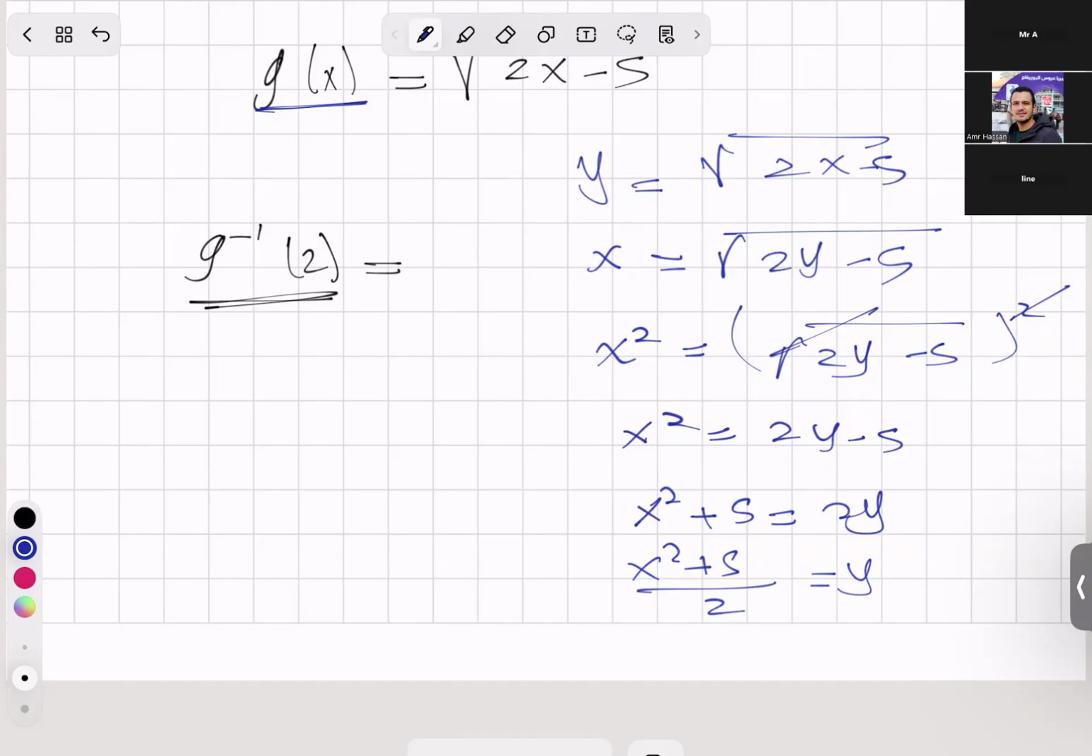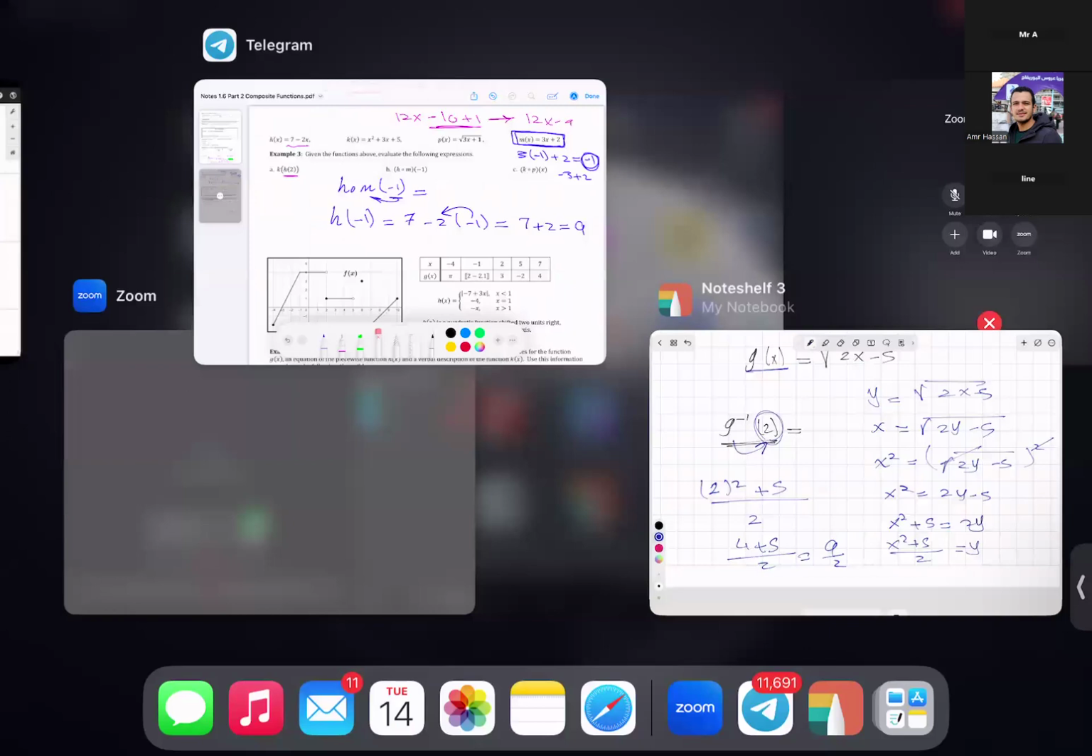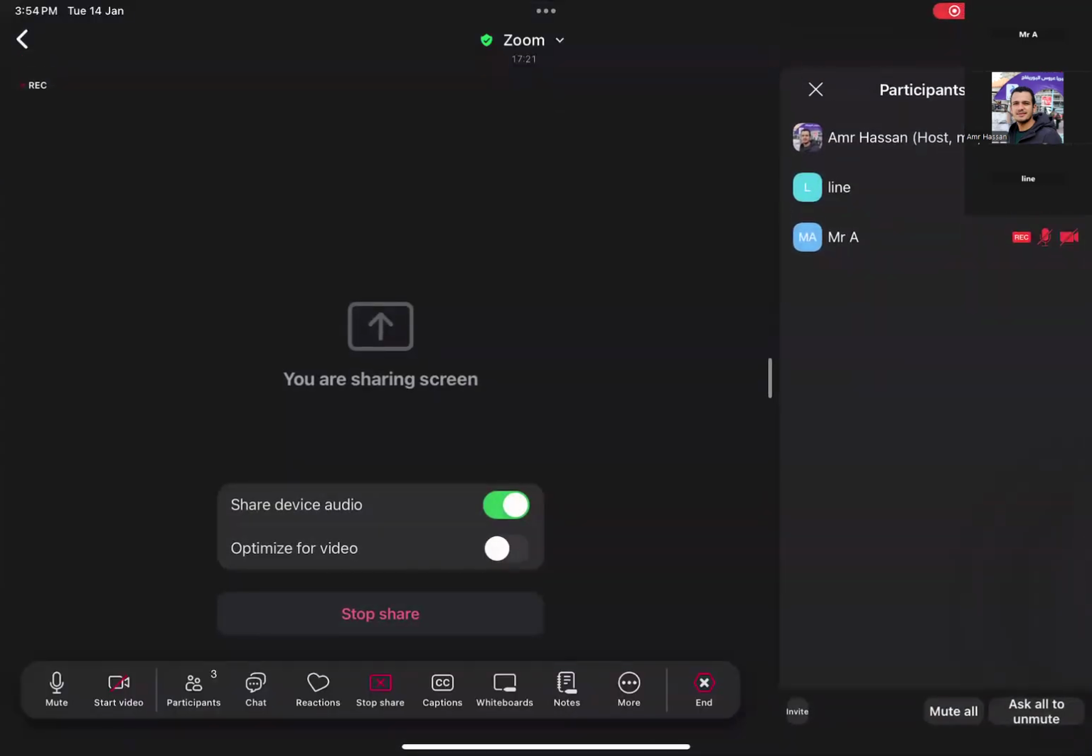Plugging in x with 2, because I've been asked to find out what is the inverse function of g when it's supposed to be 2. So it's going to be 2 to the power 2 plus 5, divided by 2. So this one's going to be 4 plus 5 divided by 2. So it's going to be 9 over 2. Did you get it? Is that clear for you? Yeah. Okay.